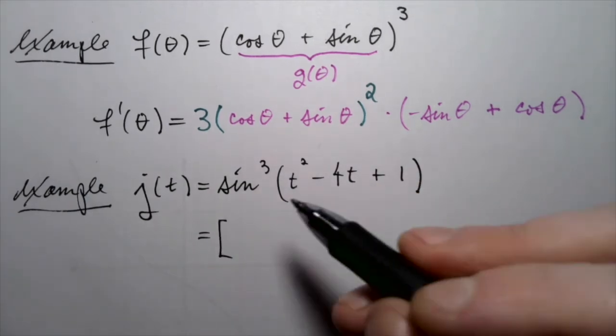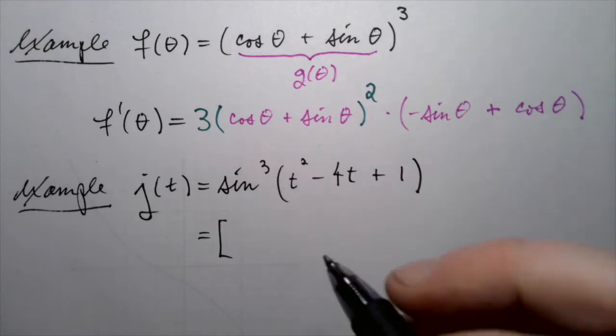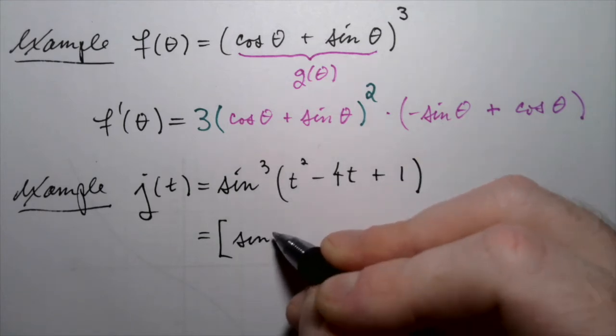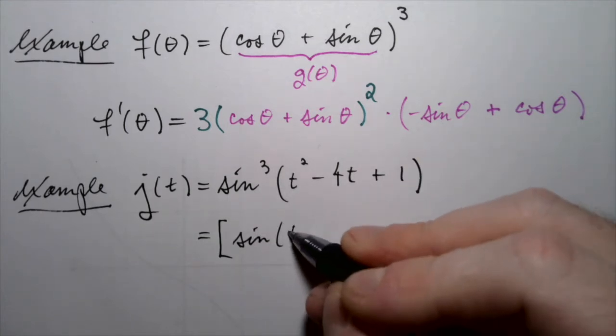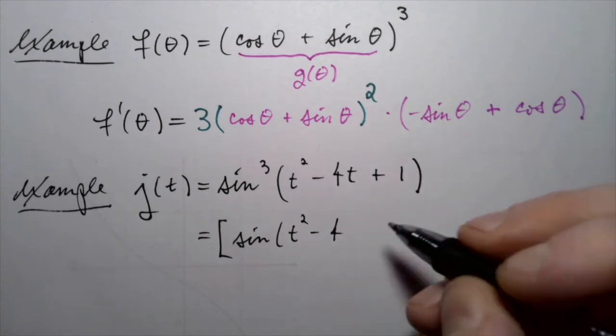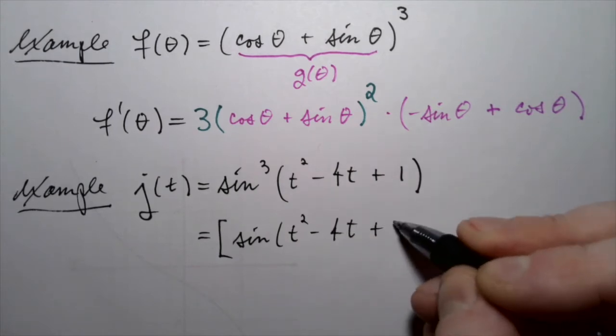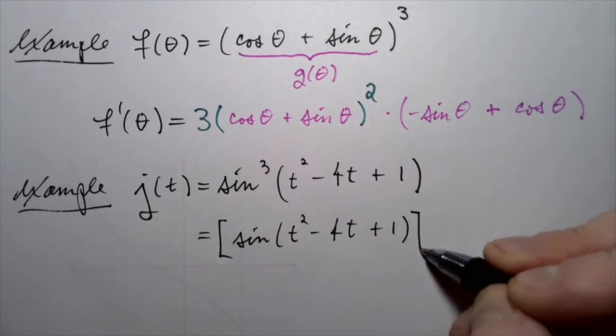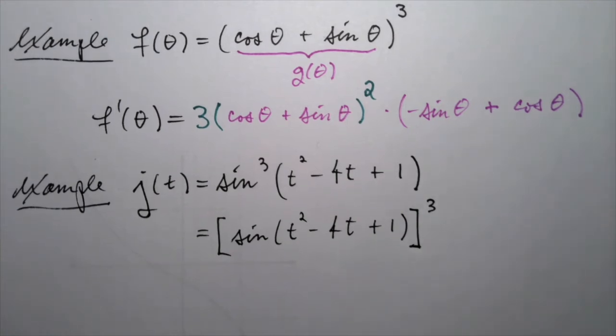Remember, sine raised to the third power of something just means the sine function of that thing, in this case t squared minus 4t plus 1, and then we're cubing the sine function. So I'm writing square brackets to emphasize that it's that whole sine function that's being cubed, not the t squared minus 4t plus 1.